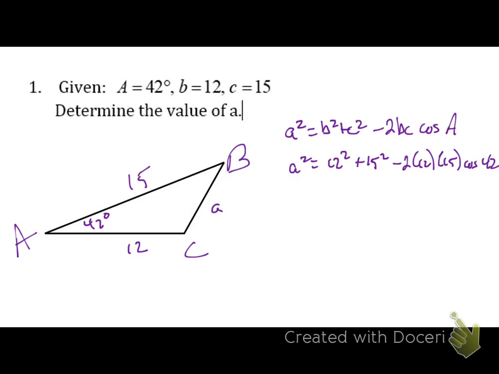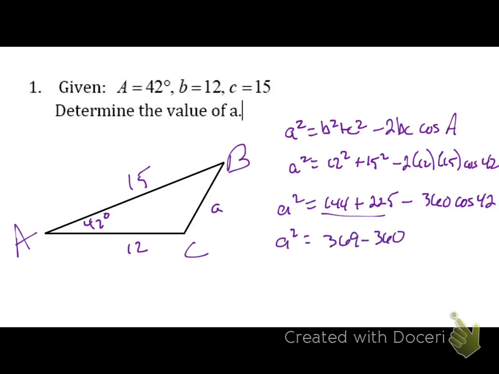And from here, it's just a matter of simplifying. 12 squared is 144. 15 squared is 225. 2 times 12 times 15 is 360. And cosine of 42. Still combining like terms here. We've got 369 minus 360 cosine of 42.